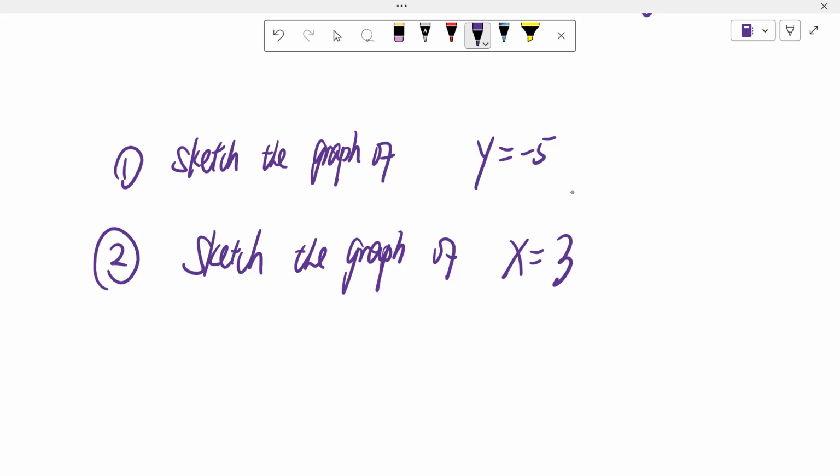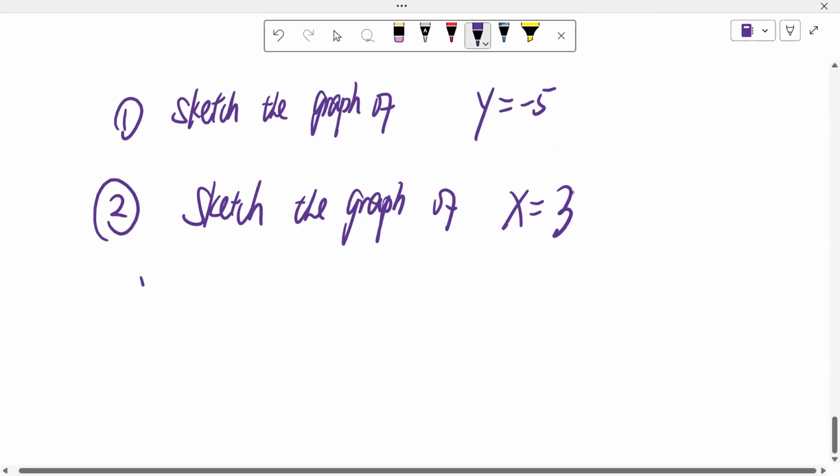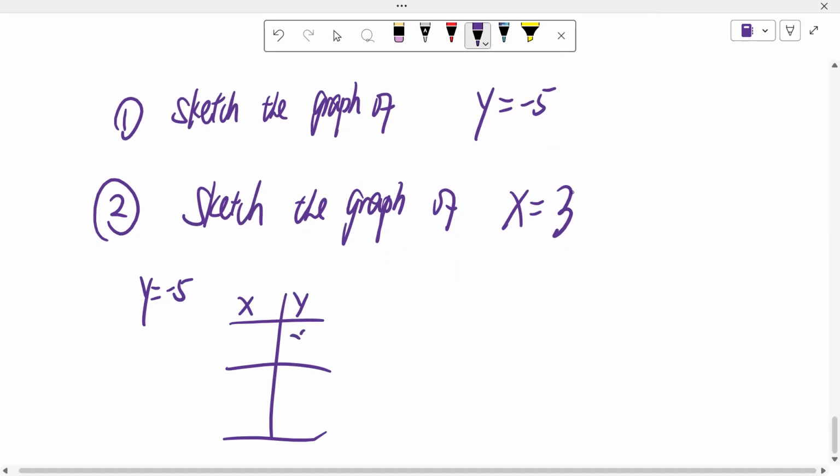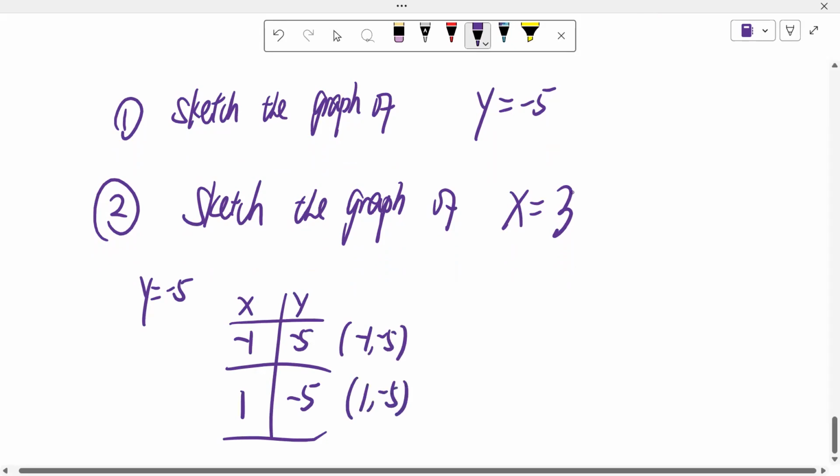Okay, let's go over the solution and then I let you guys go. Let's start with the y equal -5. That means you need 2 points, right? So you're gonna just make sure y stays -5. X value, you can pick any number you want between -1 and 1. So the first ordered pair will be (-1, -5). Second one is (1, -5).